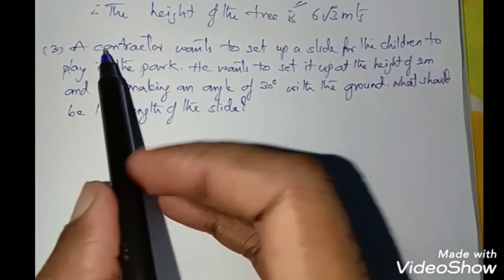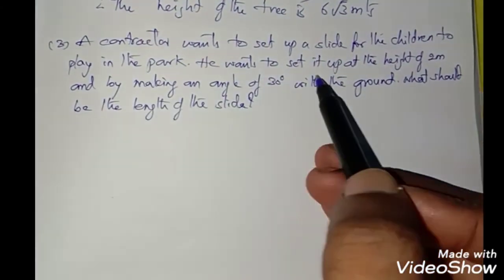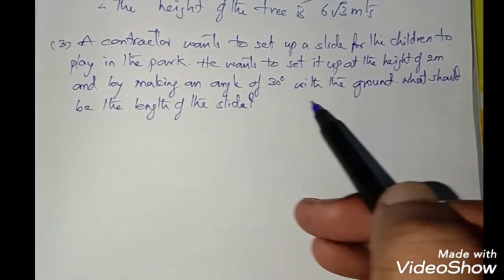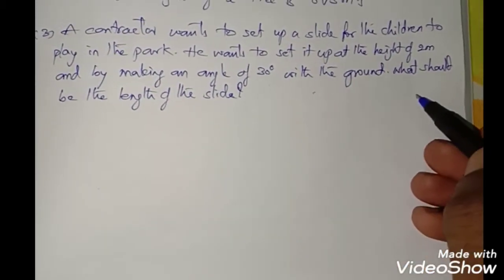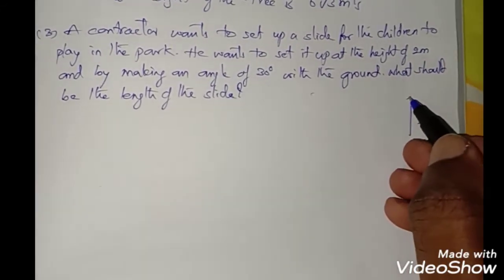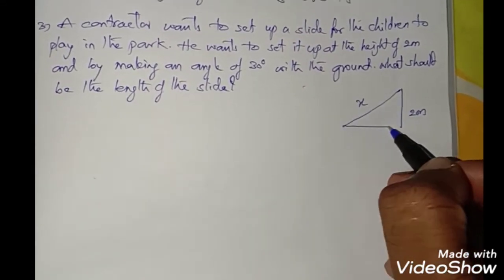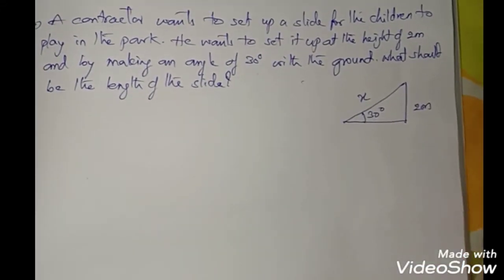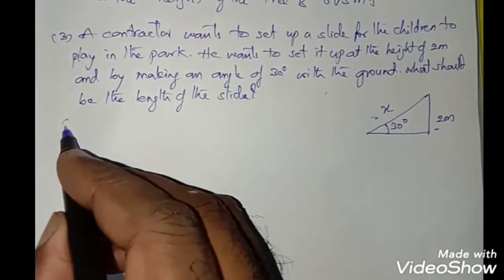Okay, next coming to the third question is, a contractor wants to set up a slide for the children to play in the park. He wants to set it up at a height of 2 meter, and by making an angle of 30 degree with the ground, what should be the length of the slide? Now here the height of the slide is 2 meter and the total length of the slide we don't know, that we have to find, where the angle is given as 30 degree. Now as per your problem, what is given here? Opposite and hypotenuse. So opposite and hypotenuse is in the ratio of sine.